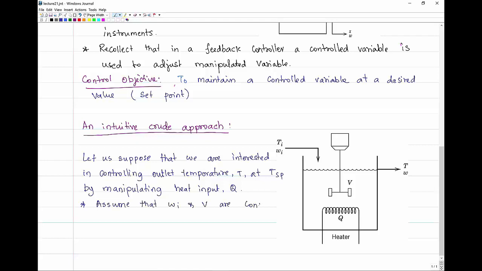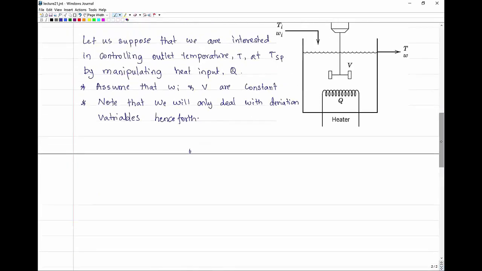We can of course have another control loop that's controlling the volume in the tank or the flow rates. Just to keep it simple, let's assume that the volumes and the flow rates are constant, and therefore the only variable that we need to control here is the temperature. Now we can make a couple of simple observations.